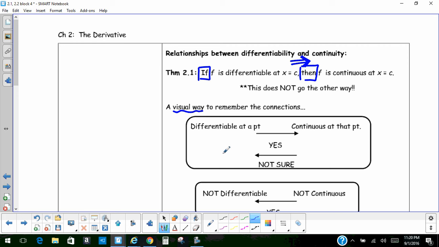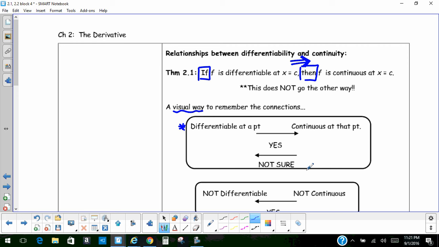One of your essential questions, though, is coming up with a way that you can remember all this information. So this first step is just literally translating the if-then statement. If it's differentiable at a point, if you can take the derivative at a point, then you are guaranteed that it's continuous at that point. Going backwards, you're not sure. I would pause for a second if I were you, and I want you to try to think of the answer to this question.